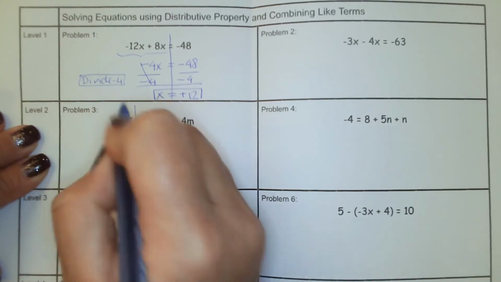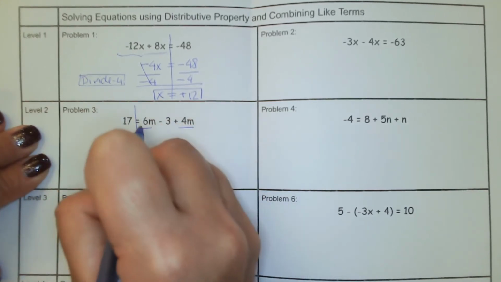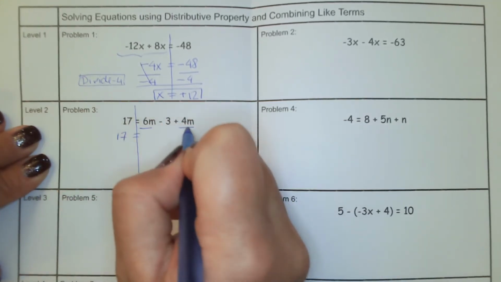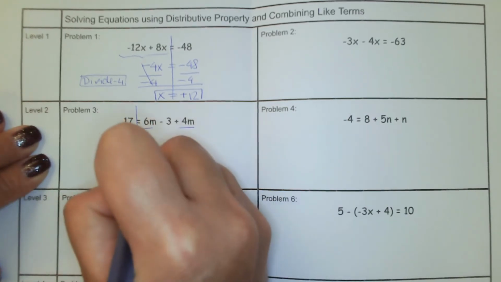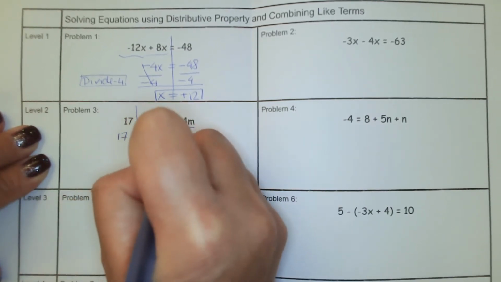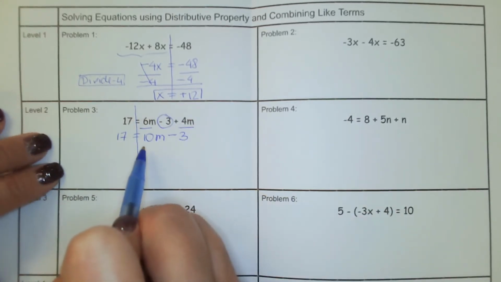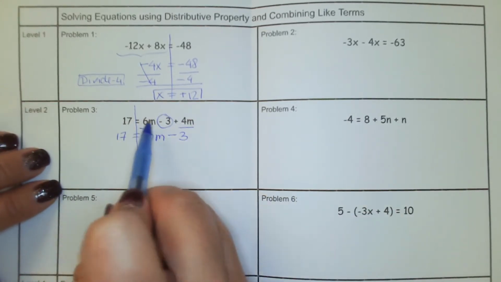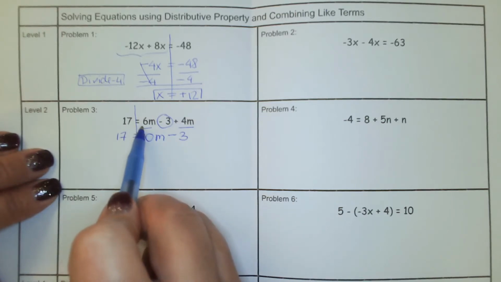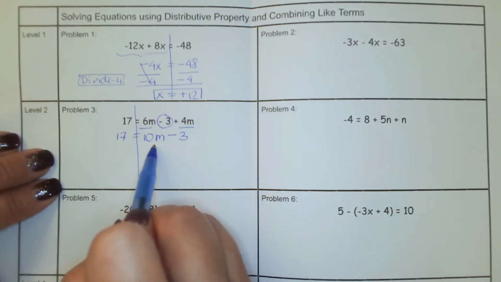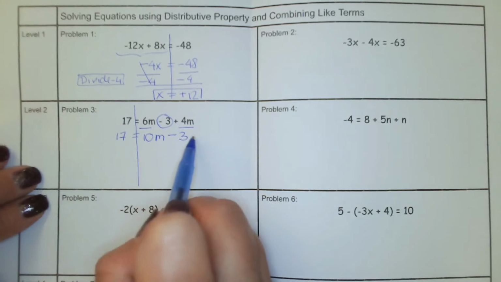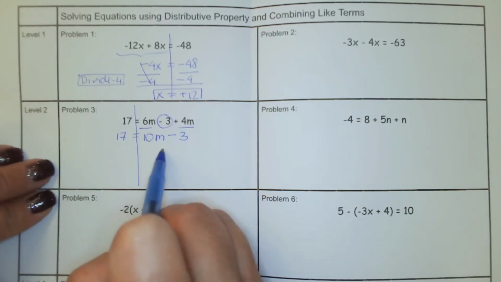So I'll bring down this 17 and then combine 6m and positive 4m. 6 plus 4 is 10m. And then minus 3, the constant. So now I simplified a little bit my equation by combining the like terms. 6m and 4m, 10m, minus 3, the constant. Now I have two terms.